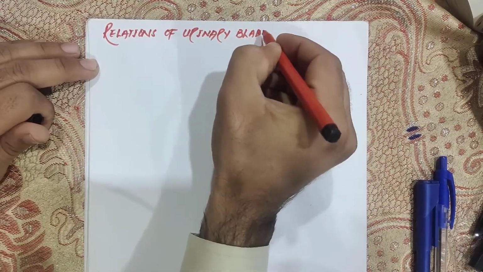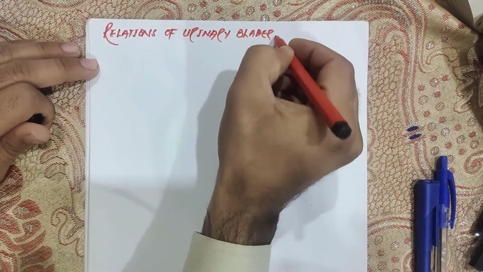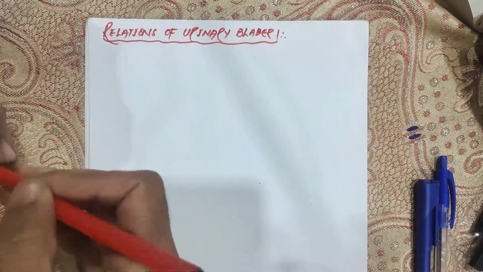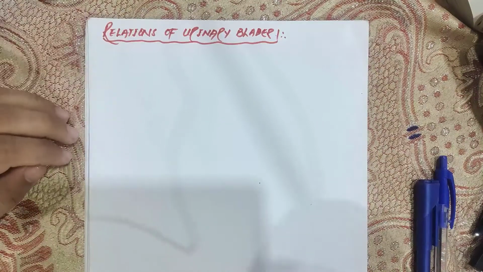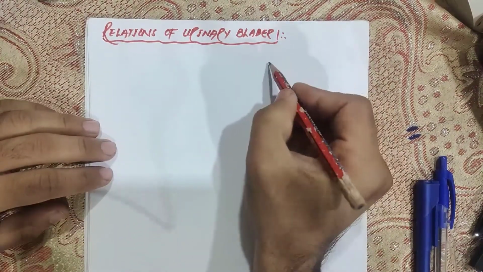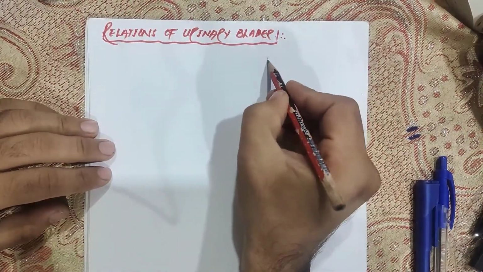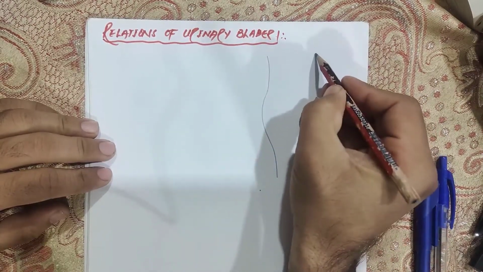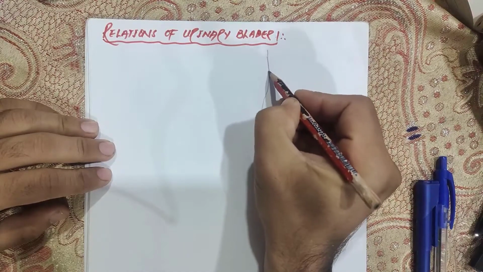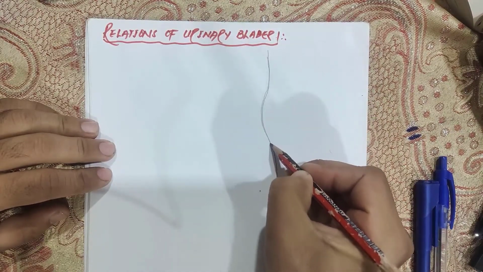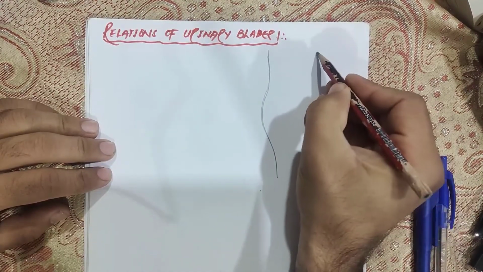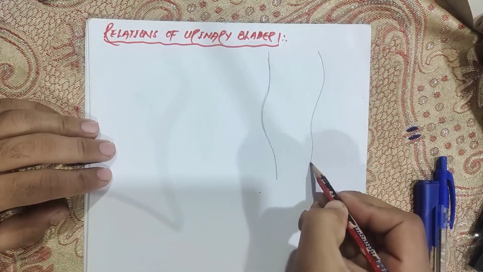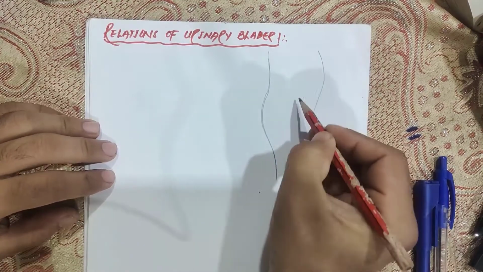First of all, we will draw the bladder, then we will see all the relations of the urinary bladder. Now look carefully. Let me draw here a diagram from the lateral aspect. For example, this is a person, right? He is standing. This is his back, right? These are his buttocks. This is the lower part. This is his abdomen, and then there is his pelvic cavity.